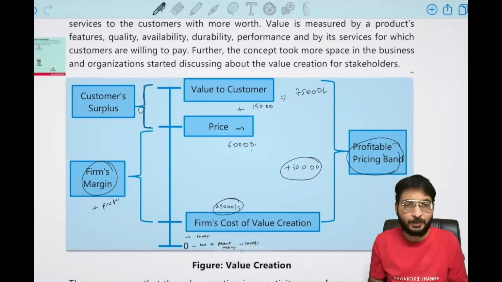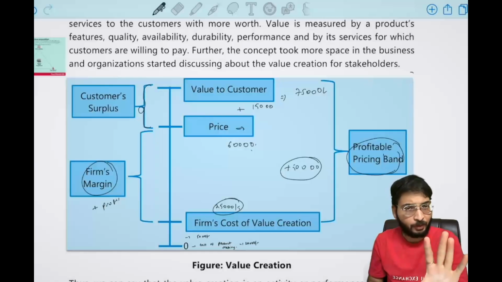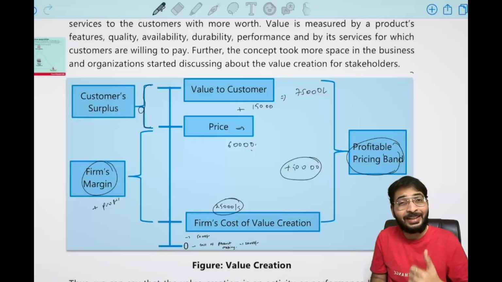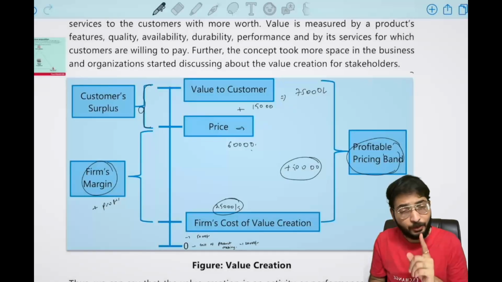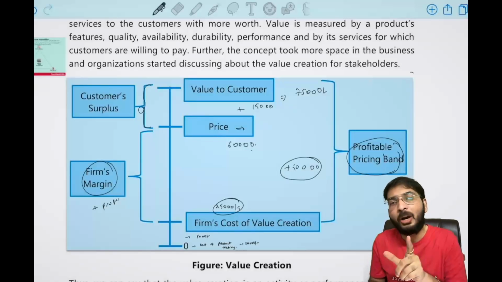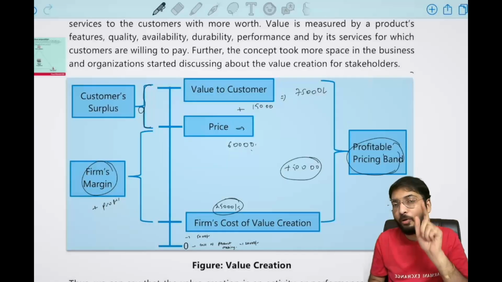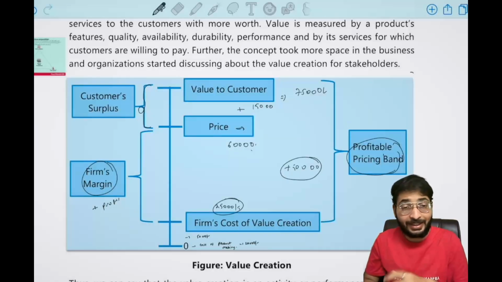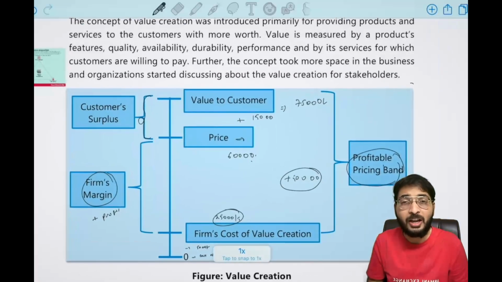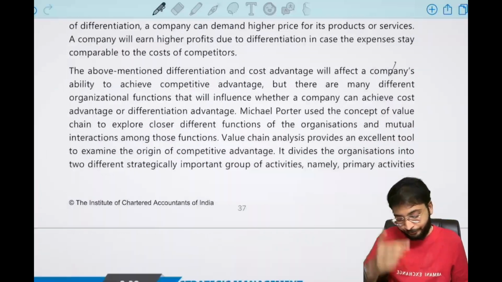So what SM is saying is, what is the cost to create that particular value creation? 5,000. What is the extra amount you're charging the customer? 15,000. What is the net additional profit you're getting? 10,000. So you create the value of a product in such a way that the customer is okay to pay that particular extra amount. That is called value creation.